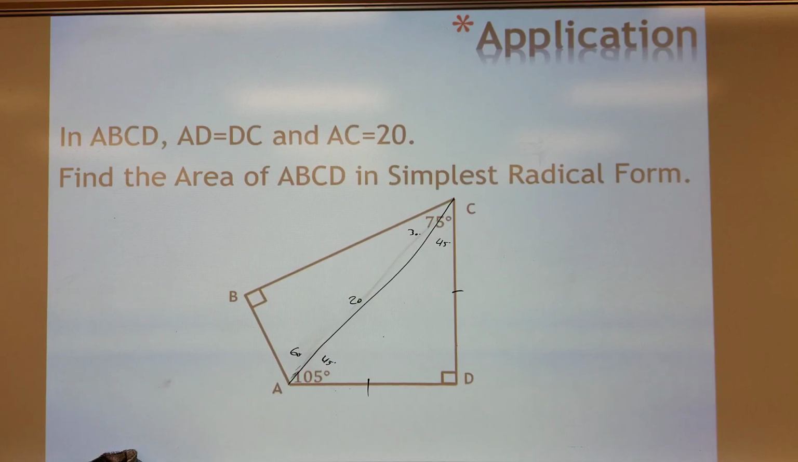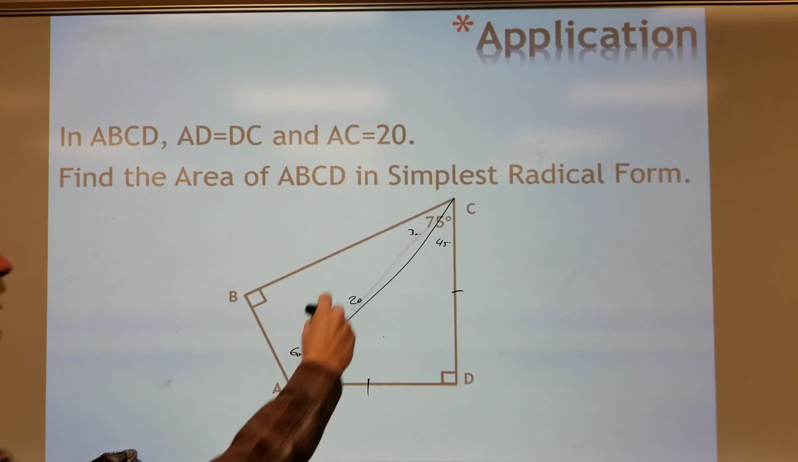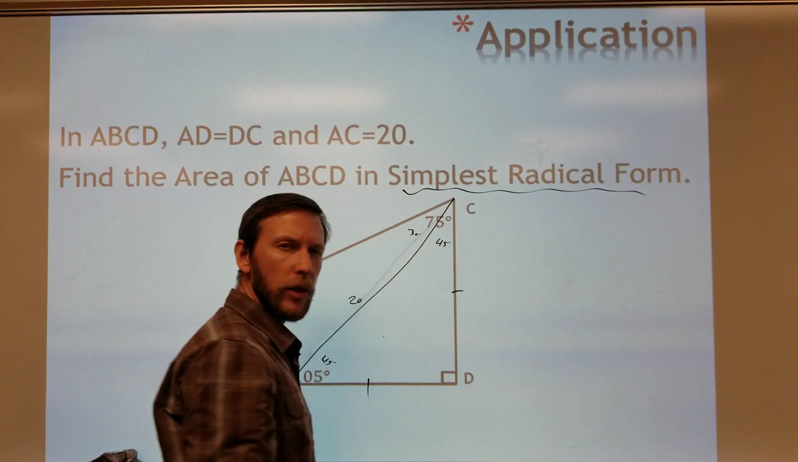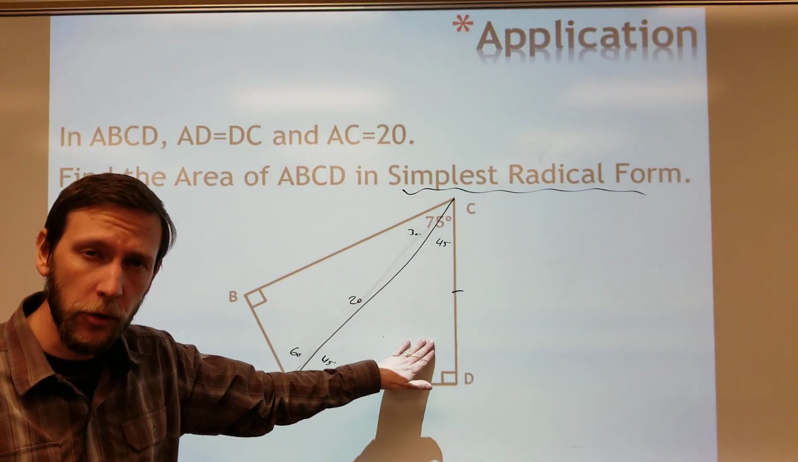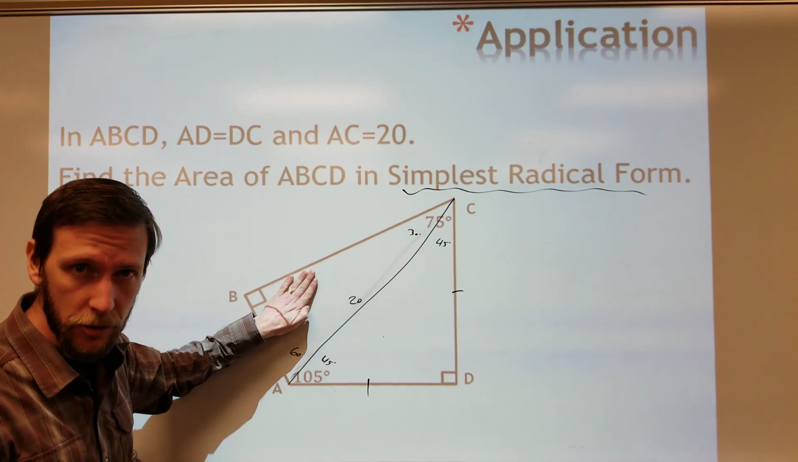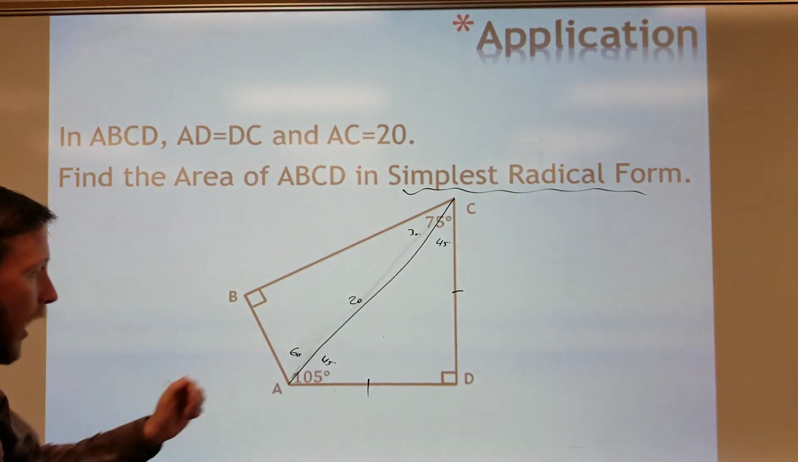All right? So there's going to be a little bit of understanding some simplest radical form here, but really the point is to make sure that we can apply 45, 45, 90 triangles, 30, 60, 90 triangles. All right? So let's do that.